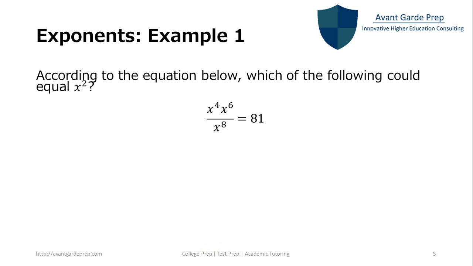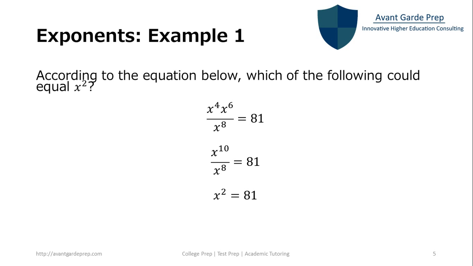We'll start by combining the numerator x's. So since we have x to the 4th times x to the 6th, we'll actually add those exponents to get x to the 10th divided by x to the 8th equals 81. Since we now have a common base in the numerator and the denominator, we can subtract the exponents. So we'll have x to the 10th minus 8, or x squared, equals 81.